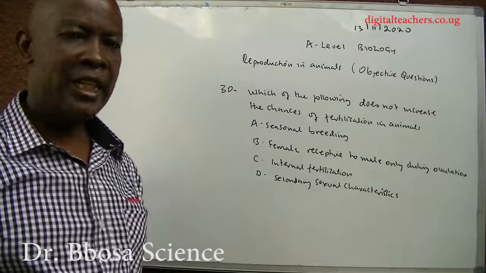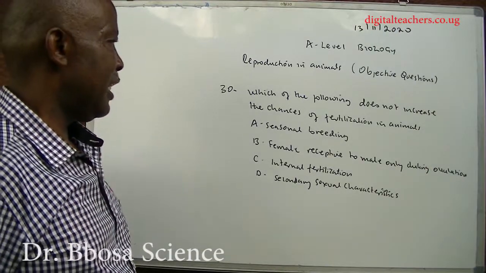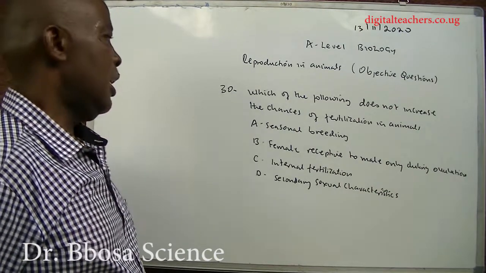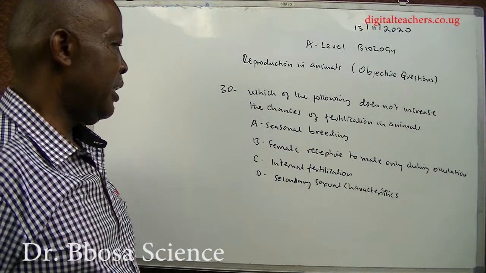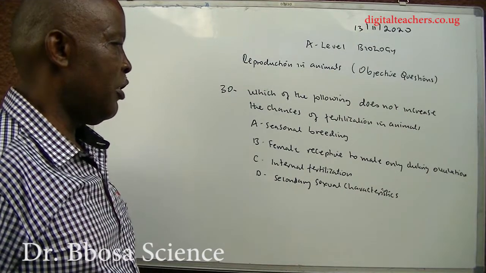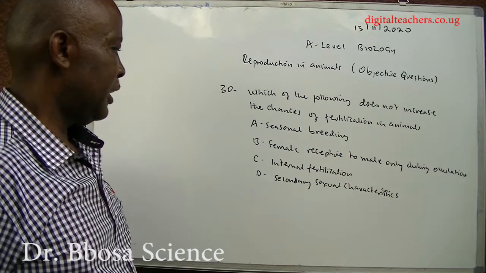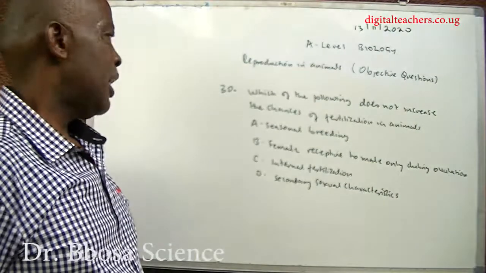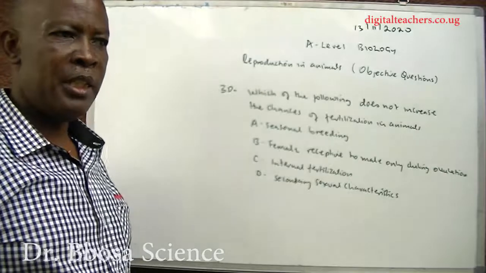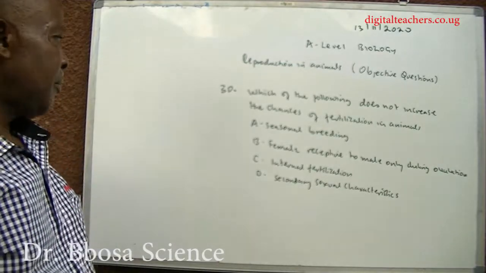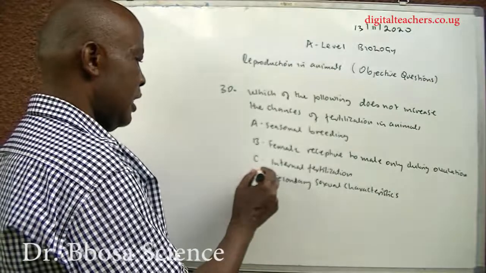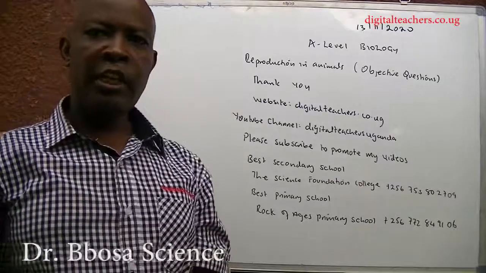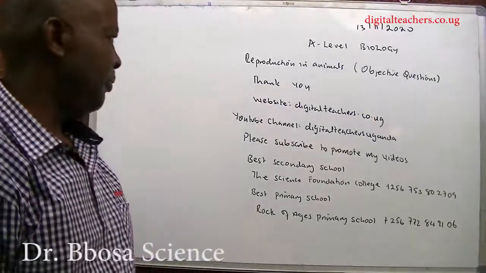Number 30. Which of the following does not increase the chances of fertilization in animals? A. Seasonal breeding. B. Female being receptive only during ovulation. C. Internal fertilization. D. Secondary sexual characteristics. You can pause and answer. The answer is D, secondary sexual characteristics.